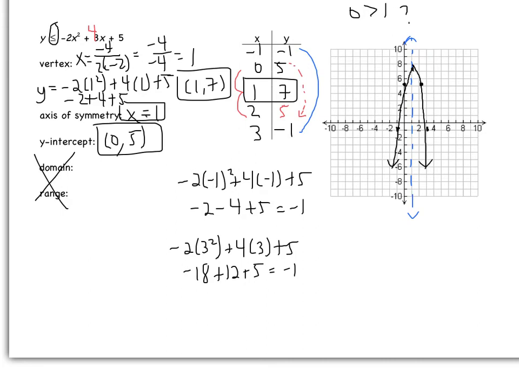And last thing I need to do is figure out my shading. I can choose any point for the substitution or for the test point, but I'm going to choose 0, 0. So I have 0 is less than or equal to 0, add 5. So 0 is less than or equal to 5. Is that true? Yes, 0 is less than or equal to 5, so I want to shade where 0, 0 is. In this case, 0, 0 is on the inside of the parabola, so I'm going to shade everything inside the parabola.